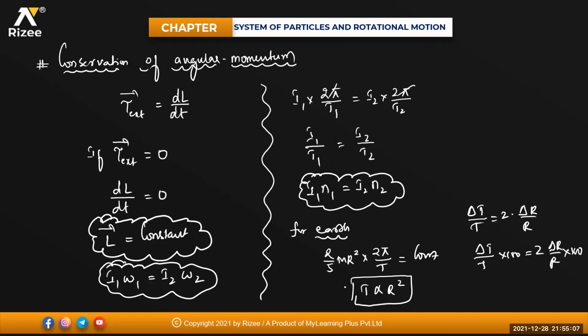We'll try to do all these things in terms of numericals, beta. One more important term is conservation of angular momentum. Tau will be equal to how much? dL by dt. If the net external torque acting on the system is 0, then angular momentum is said to be conserved. That means angular momentum is constant. That is I1 omega 1 will be equal to I2 into omega 2.